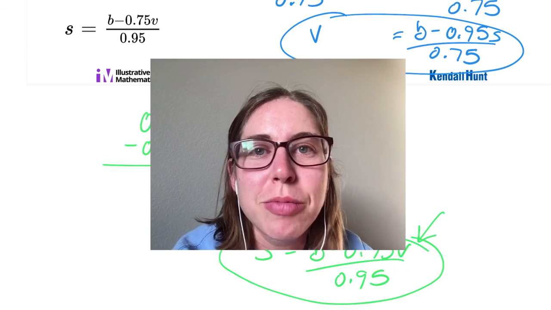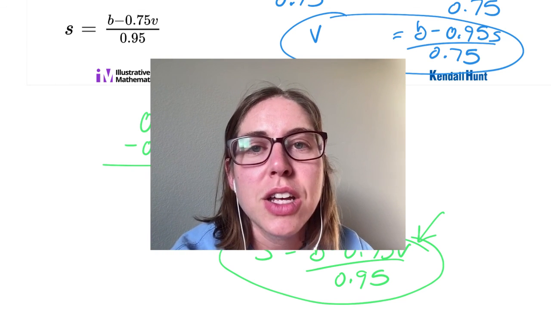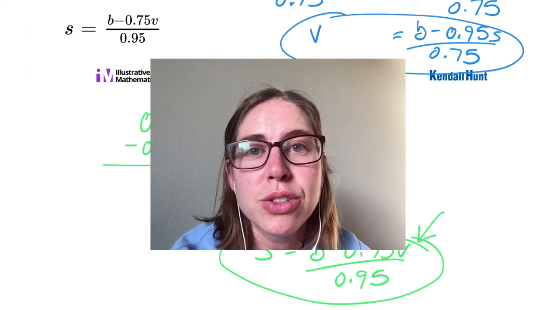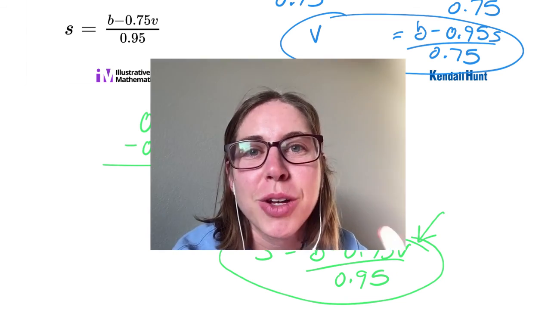All right, guys, nice job working through lessons 8 and 9 here. You're going to be using this idea of rearranging equations to rearrange equations for lines coming up next. So good work, keep it up.